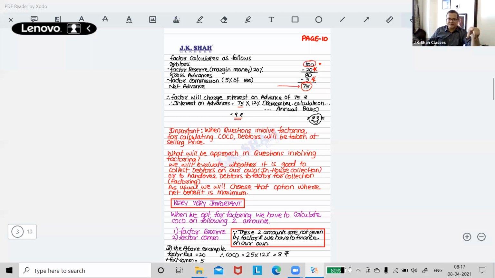Did you write the heading factoring? Okay. I'm asking you to write a few things. First you will write what I'm dictating, and after that you will write the next part. Is it okay? Right. Types of factoring.